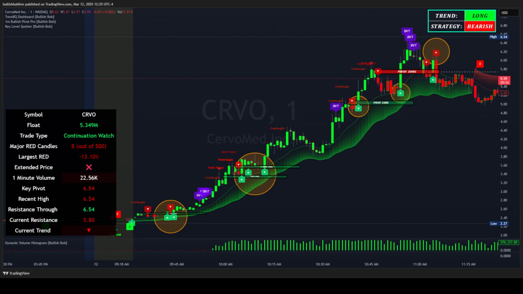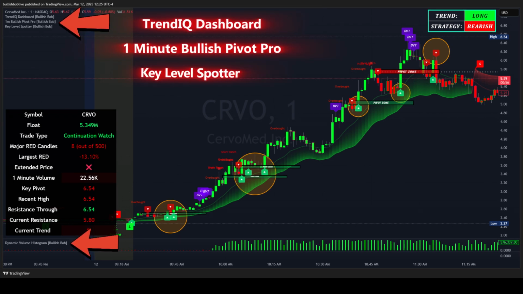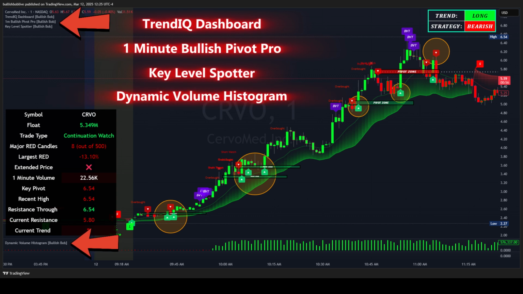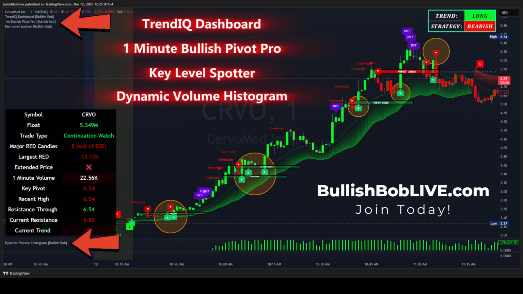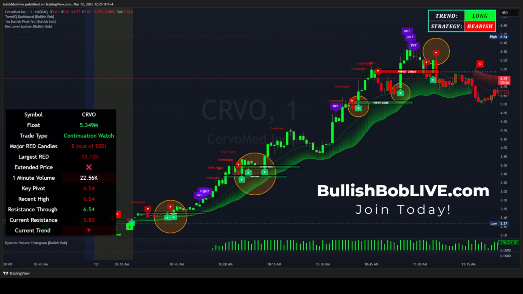The indicators featured in this example include the Trend IQ dashboard, the 1-minute Bullish Pivot Pro, the Key Level Spotter, and the dynamic volume histogram at the bottom. These are custom-built TradingView indicators developed in-house and exclusively shared with our educational community.